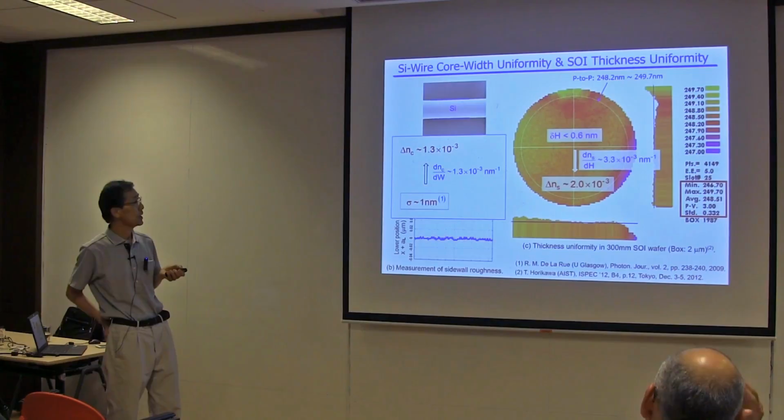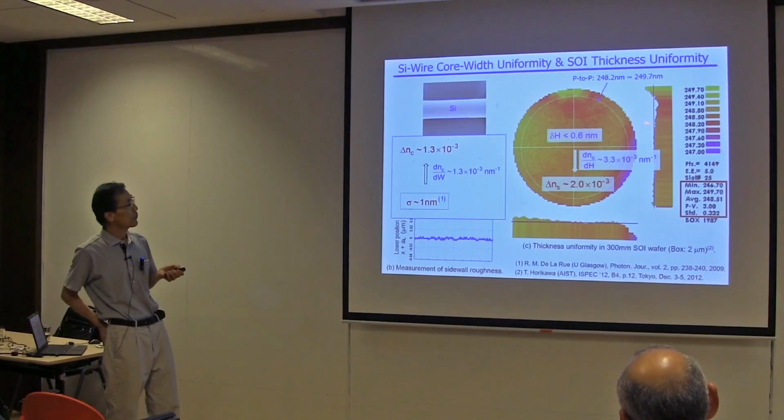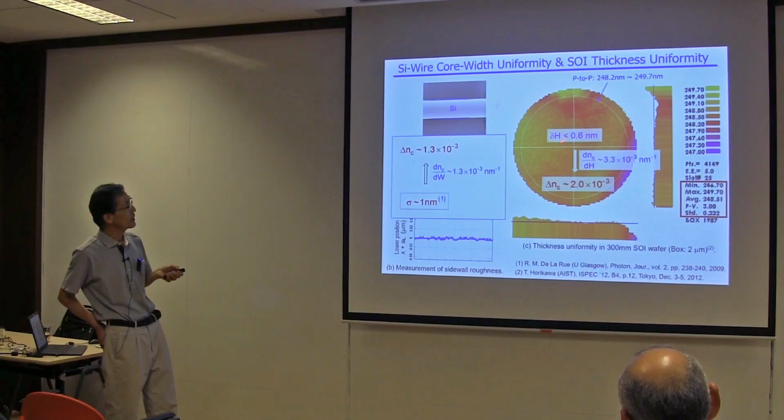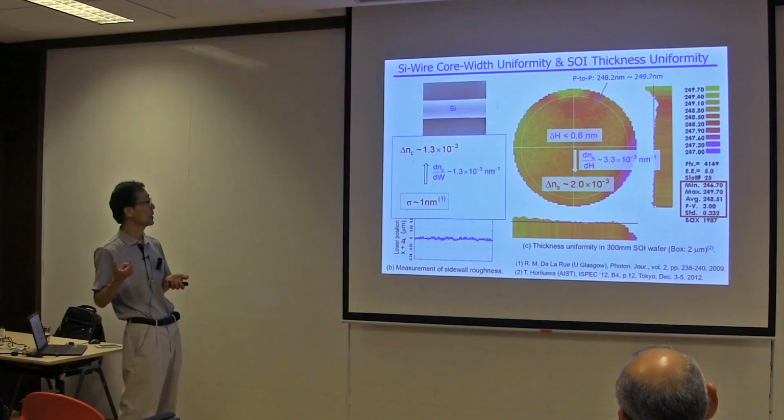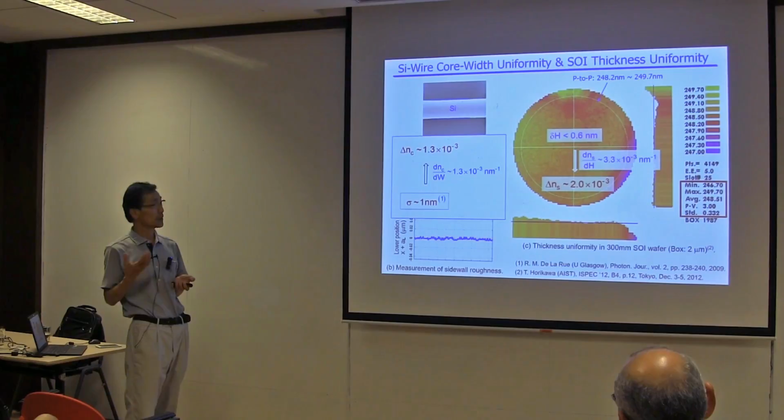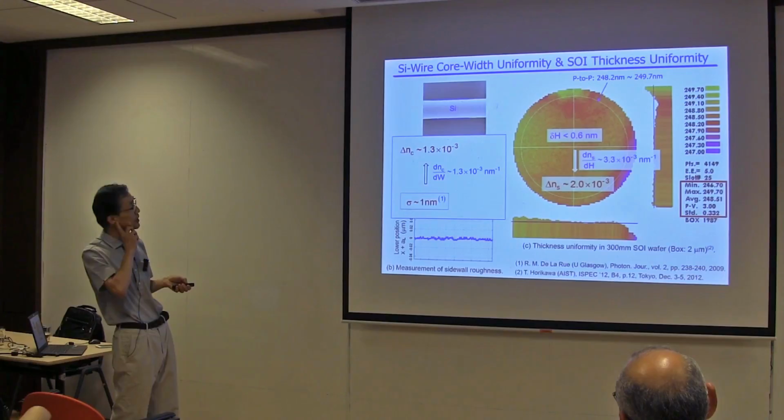But still, theory explains it is not enough. That brings 2 times 10 to the minus third. So we should have sub-nanometer thickness or core width fluctuations. That is almost a silicon lattice constant. It's, of course, not possible. So I think this is the technical challenge for silicon photonics, especially passive devices.